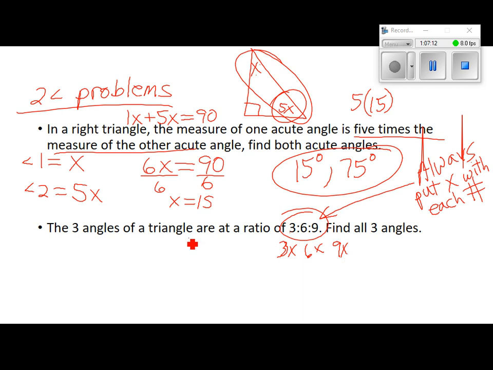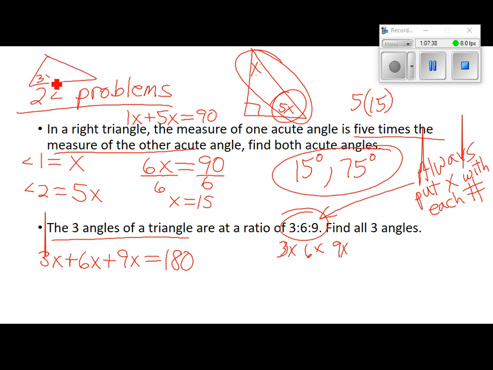What do we know about the three angles of a triangle? Yeah, it's 180. So what equation am I going to set up? 3x plus 6x plus 9x equals 180. Could I draw the triangle if I wanted? That way I have a picture to look at. Yeah, if you need to draw it, draw it. One of the angles is 3x, one of the angles is 6x, and the other one's 9x. And then 3 angles of a triangle add up to 180.